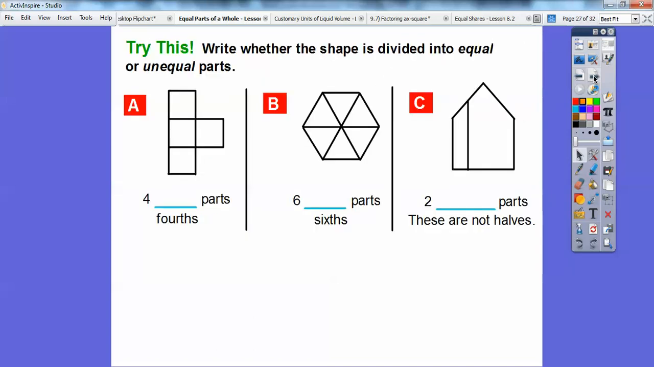All right, let's try this. Write whether the shapes are divided into equal or unequal parts. It looks like we have 4 parts here. Don't these parts all look equal to each other? I think so. So we'll say those are 4 equal parts.